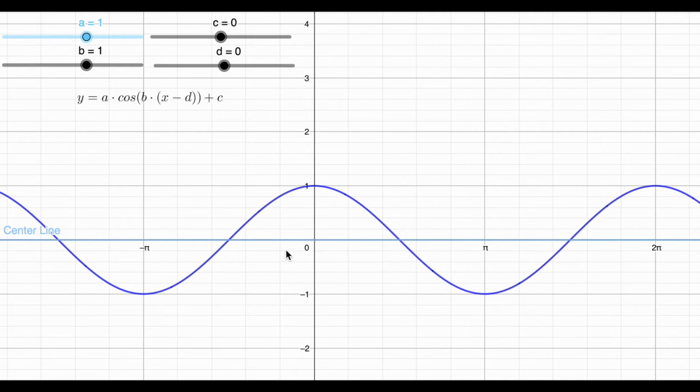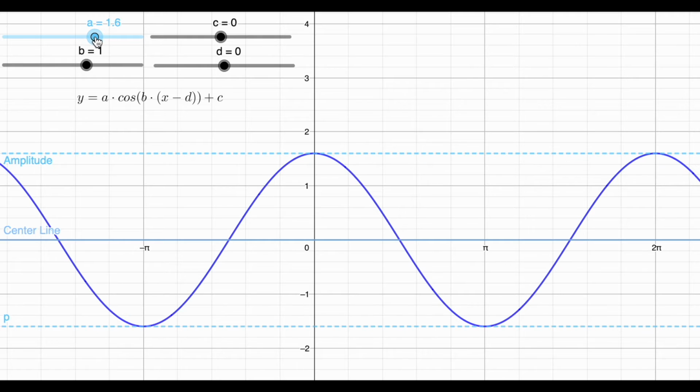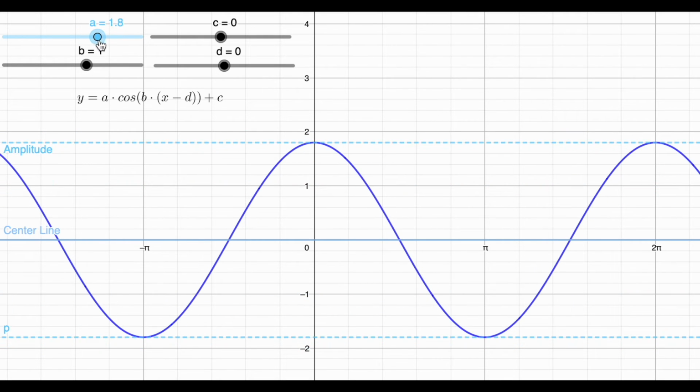And if you look to the largest that the cosine gets, or the sine, and the smallest, that distance from the center line is called the amplitude. Alright, so now if we change the amplitude, that would be the A. That's why I use the letter A. So if we get it bigger, you can see it stretches. The center line right now is staying at C, and it stretches the graph.